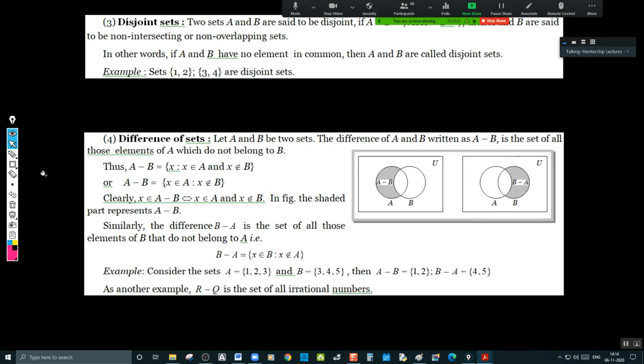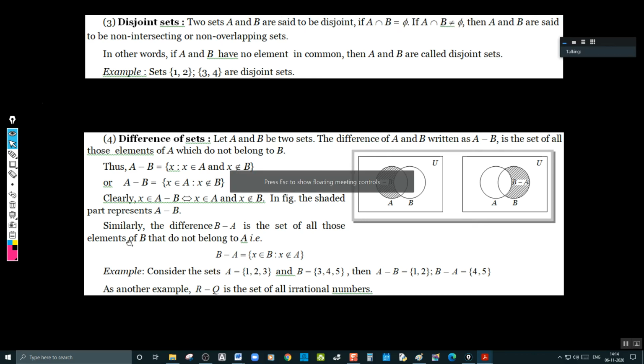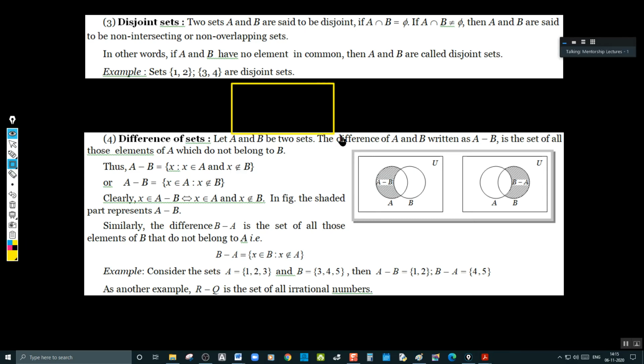Next is disjoint sets. What is the meaning of disjoint sets? Nothing is common to both. How? Like this it will be. This is generally the notation of the universal set in the form of a rectangle.